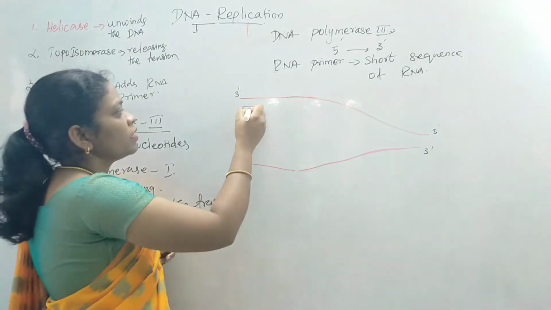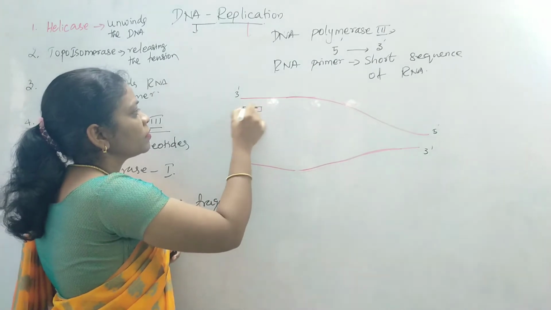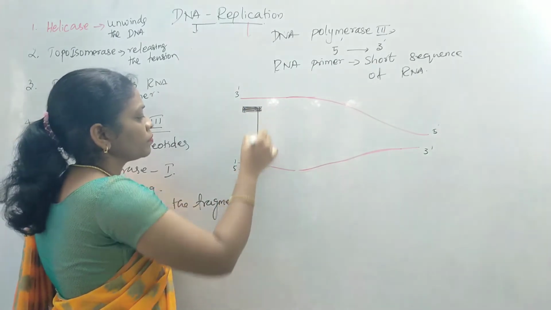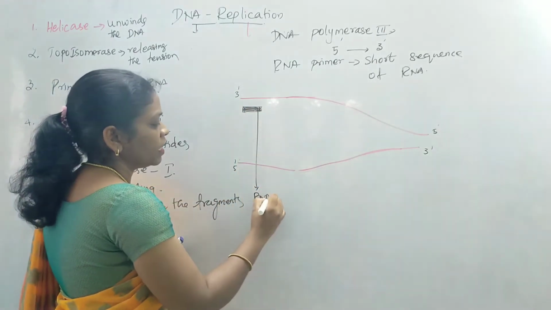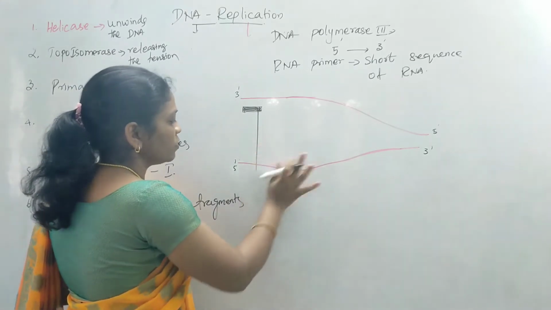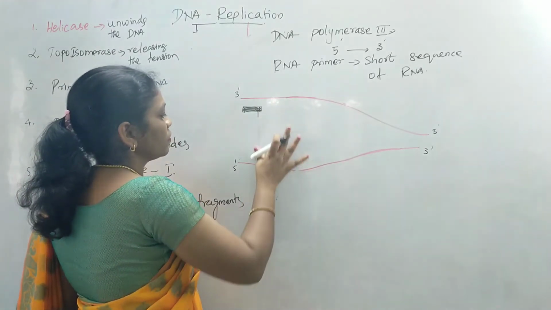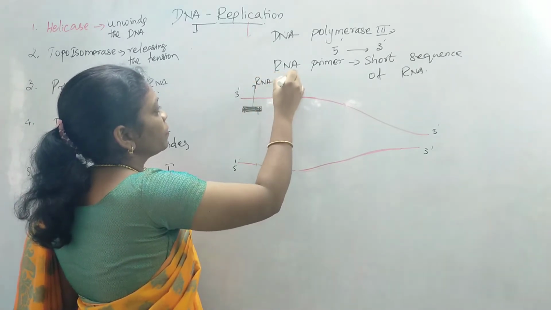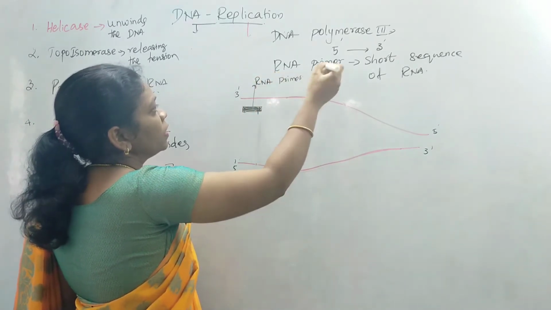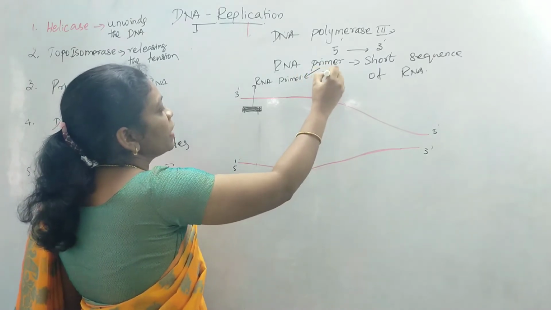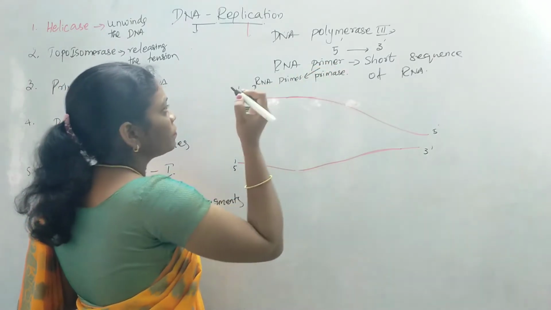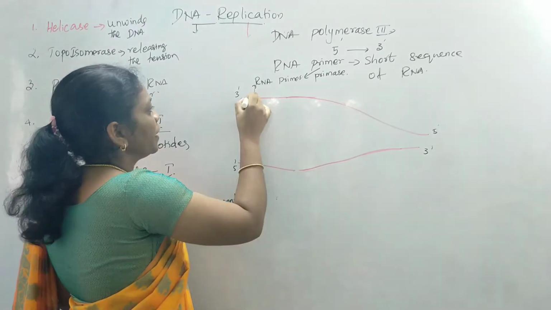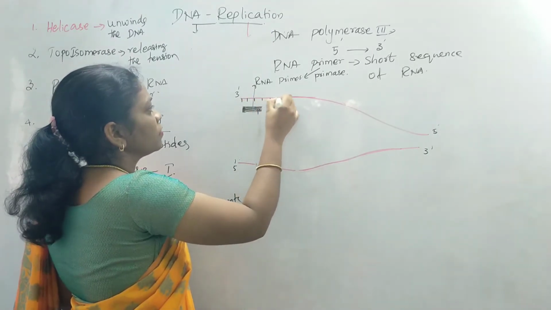Okay, so this is done. This is the RNA primer. I'll write it here. This is the RNA primer, added with the help of the primase enzyme. Okay, so here you can find nucleotides.